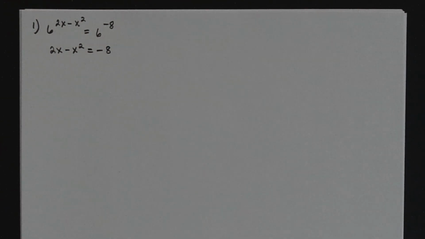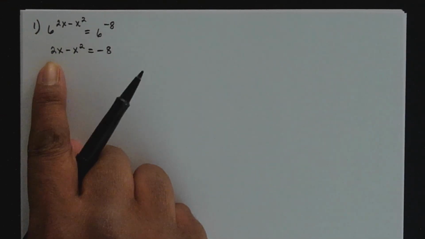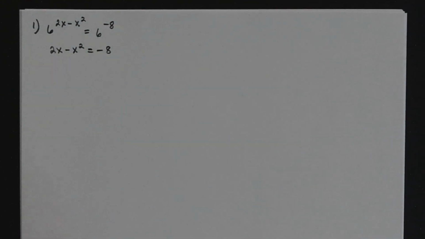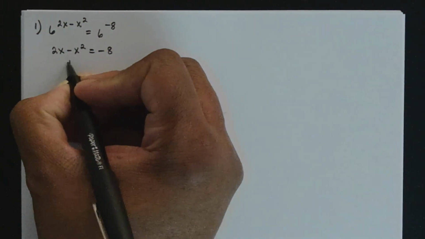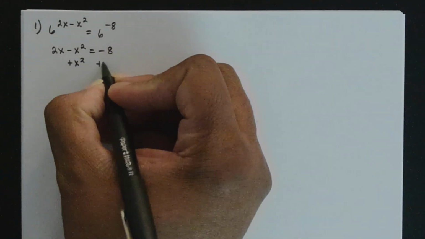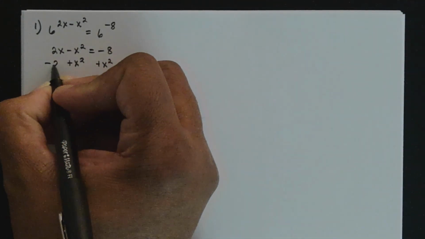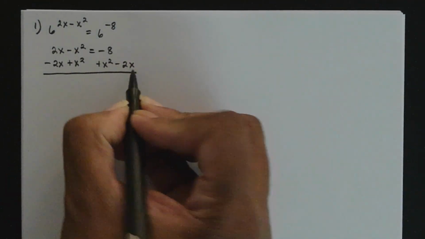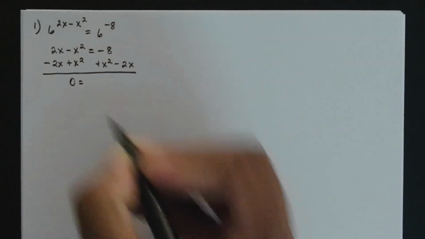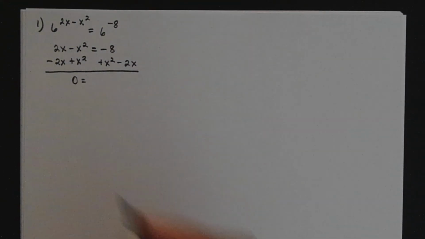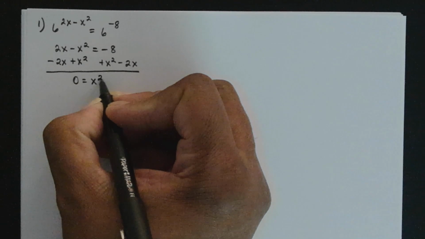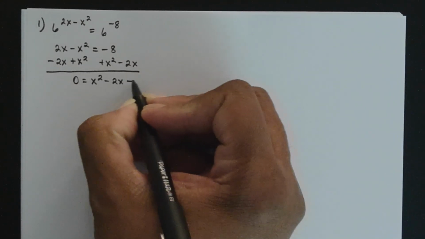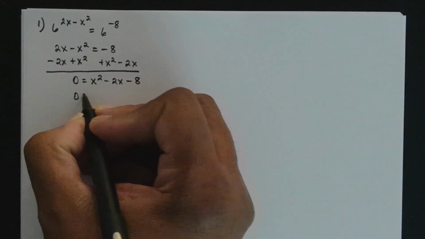So now I have a quadratic equation, which I'm going to try to get a 0 on one side of. It'd be best for me to move the minus x squared and the 2x over to the other side. So what I'm going to do is add x squared to both sides. And I'm also going to subtract 2x on both sides of this equation. So here I have a 0 on the left side. Now on the right side, I have x squared minus 2x minus 8 equal to 0.